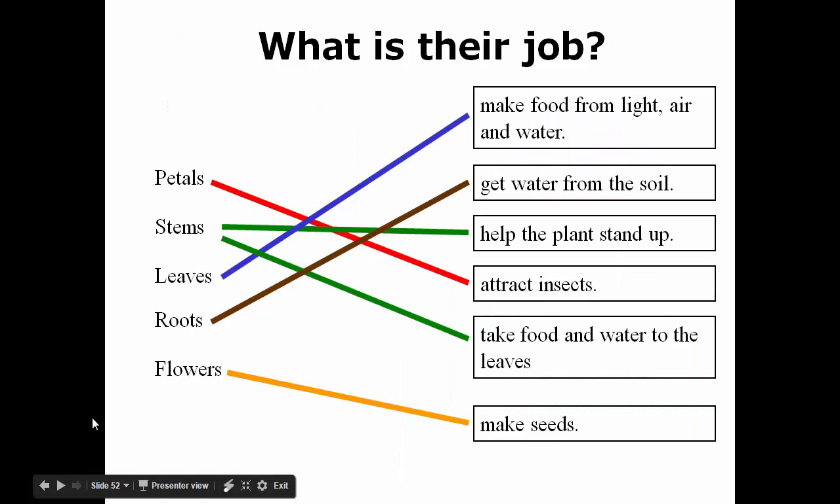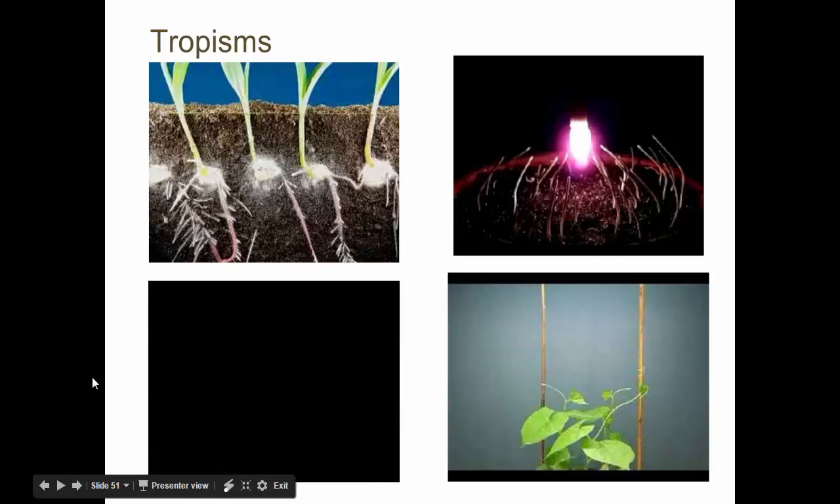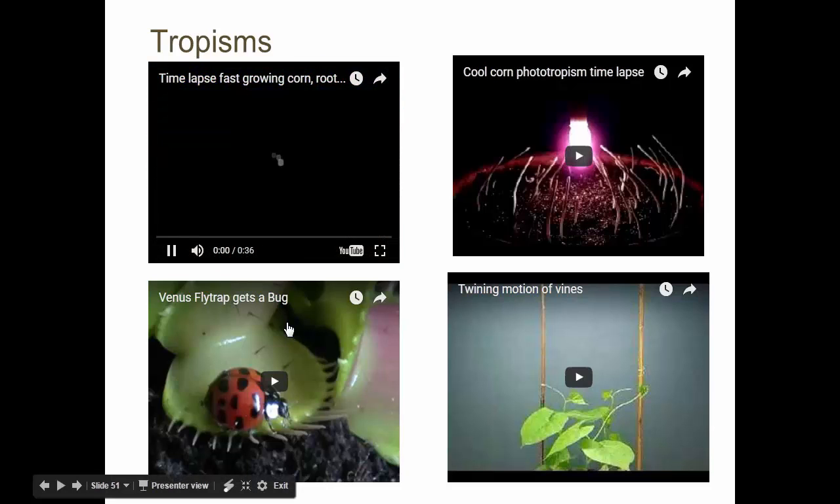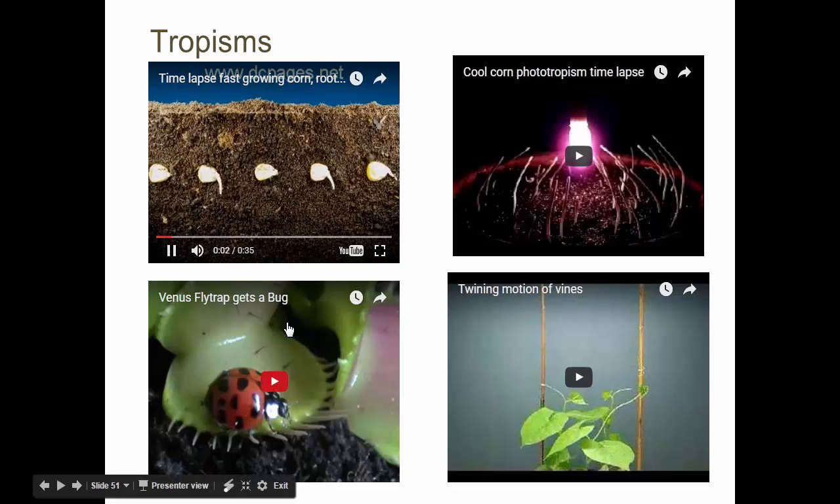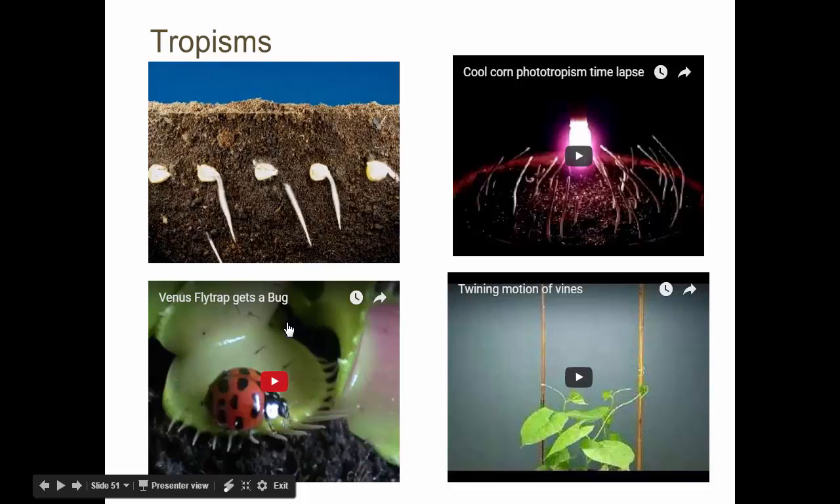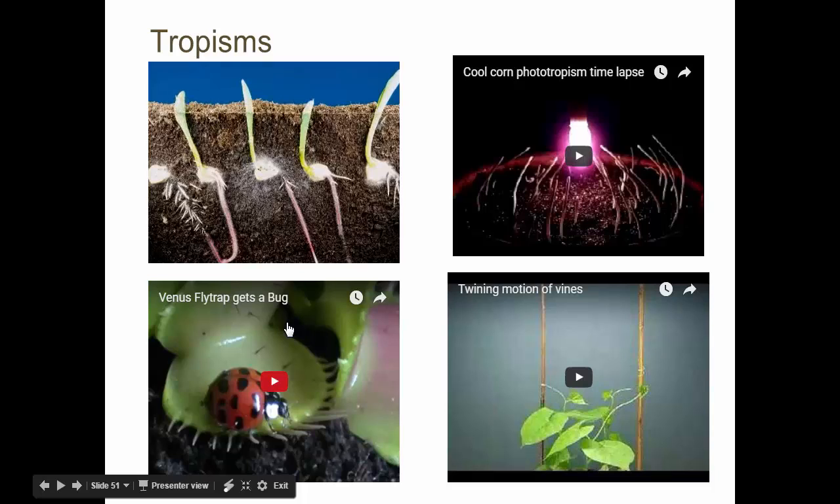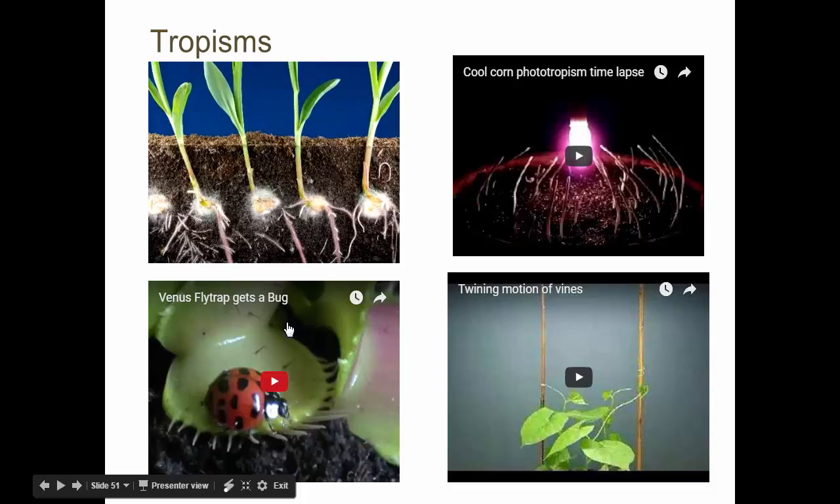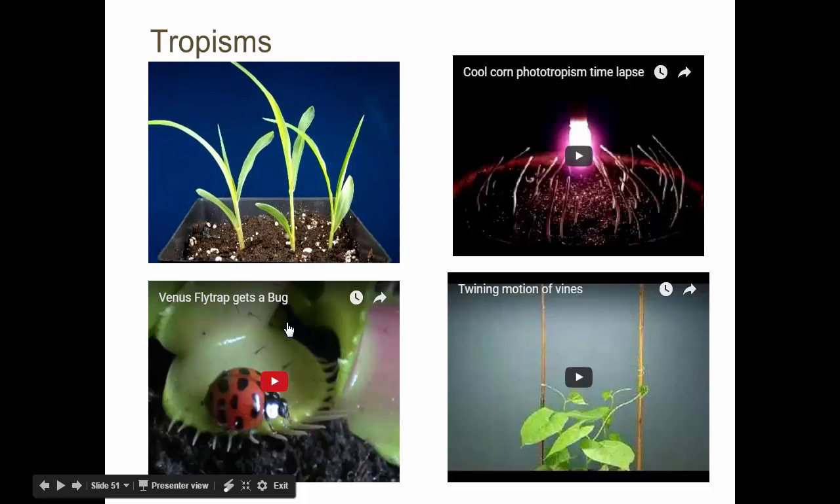Here's a couple of videos to show some of these tropisms. They're all time-lapse because plants move and grow slowly. What kind of tropism is this? Gravitropism at the beginning. Now probably hydrotropism and phototropism.